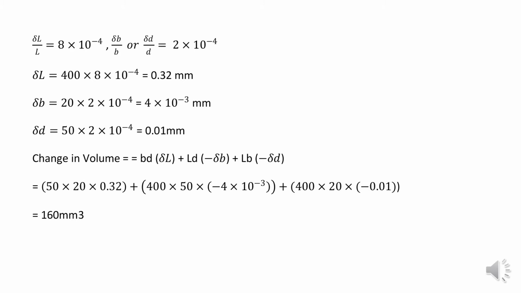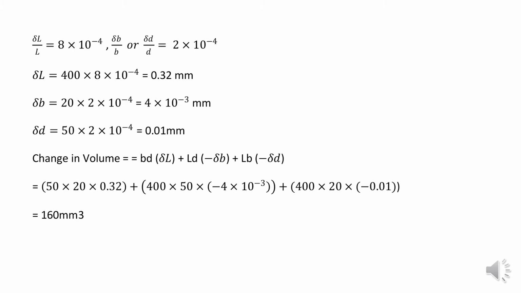So the longitudinal strain is equal to 8 into 10 raised to minus 4, that is delta L divided by L. And next, delta B by B or delta D divided by D is equal to the lateral strain, that is 2 into 10 raised to minus 4. So delta L is equal to length into 8 into 10 raised to minus 4, which is equal to 0.32 mm. So now you got the value for change in length.